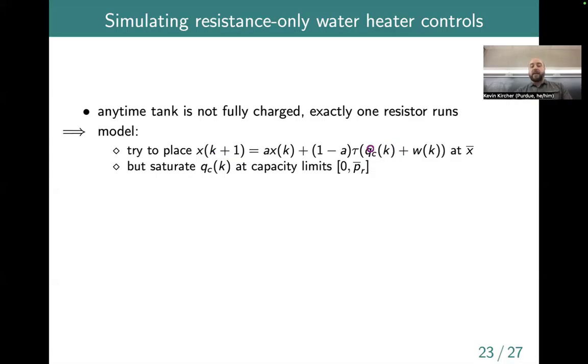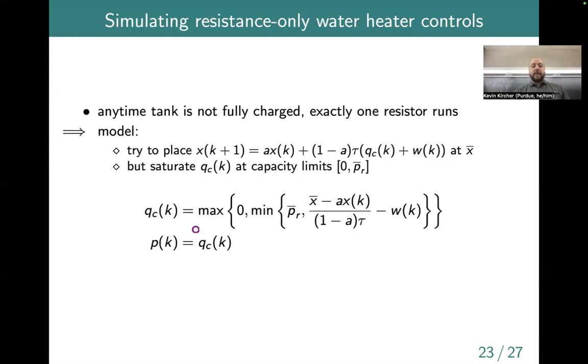So we try to find the value of QC that places the next energy exactly at the maximum amount of stored energy. So we're going to heat as hard as we possibly can, but we will cap the amount of heat that we're allowed to inject at the capacity of the electric resistor. So this would again be maybe 4.5 kW.